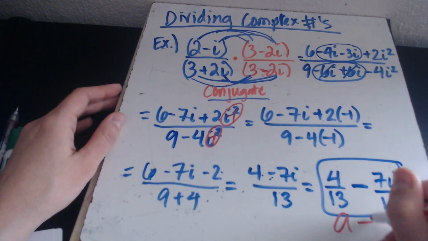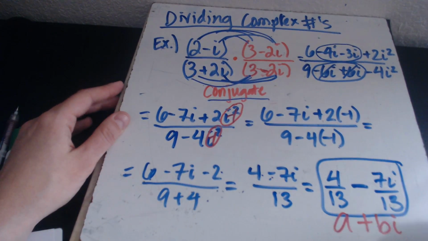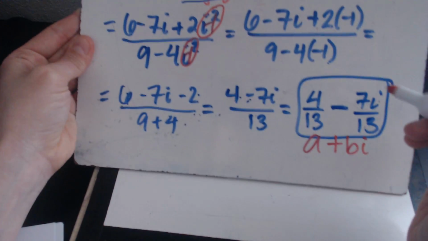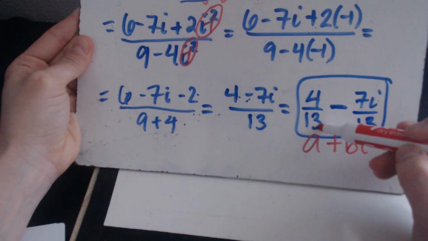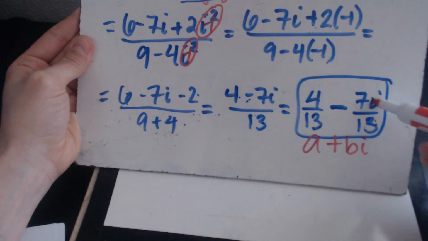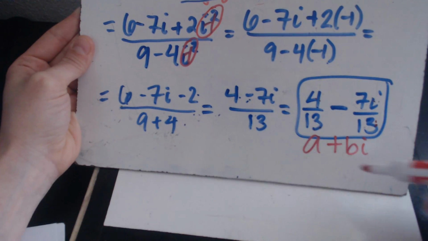So my answer is in A plus Bi form. And again, if you remember when we did the quadratic formula, that way, if there's something that can reduce here, you can reduce it. And if there's something that can reduce here, you can reduce it. So it has to be split up in order to simplify, but that is my answer.